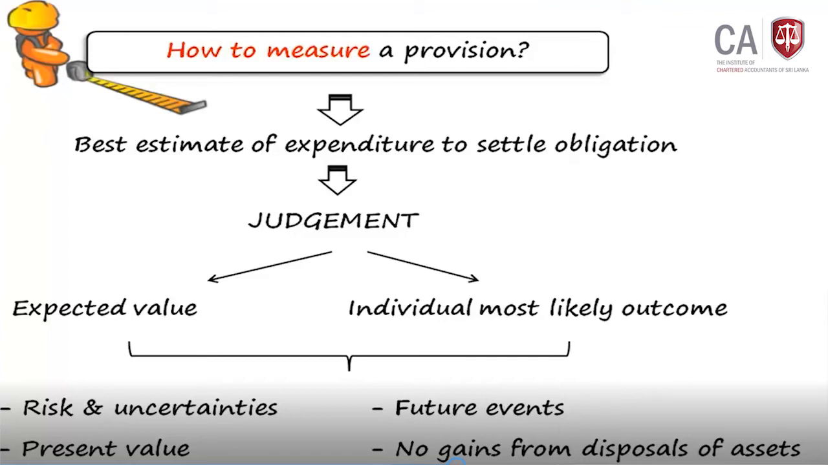Amount, we can't say precisely. This is the amount that you need to settle, that you need to pay out as economic benefits. No. You don't have a precise amount. Therefore, provision means the best estimate of expenditure to settle the obligation. That best estimate, maybe an accountant might not be able to do it.